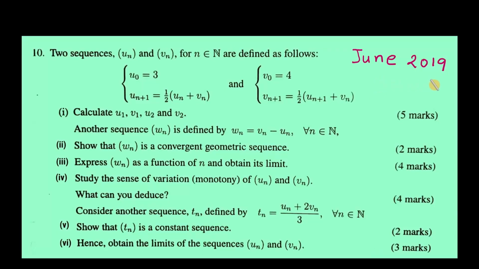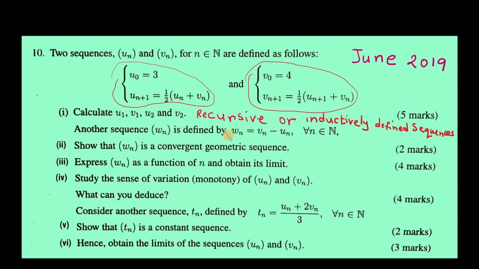June 2019, further pure math, sequences. Number 10. Two sequences un and vn for n belonging to the set of natural numbers are defined as follows. This sequence and this one are called recursive or inductively defined sequences.